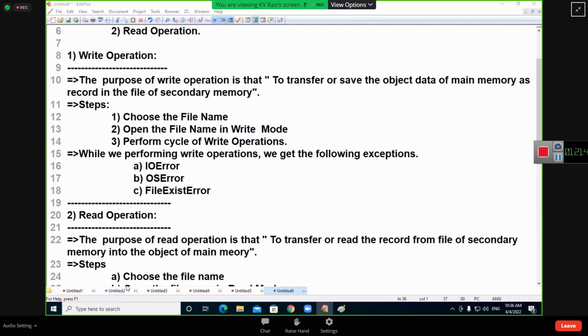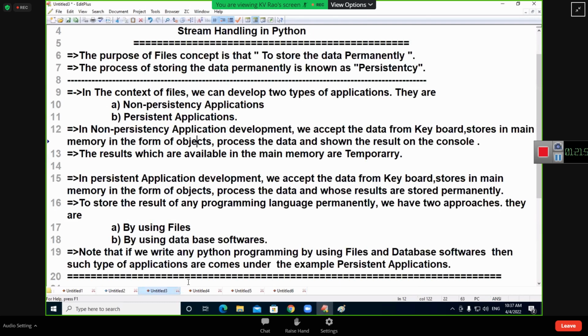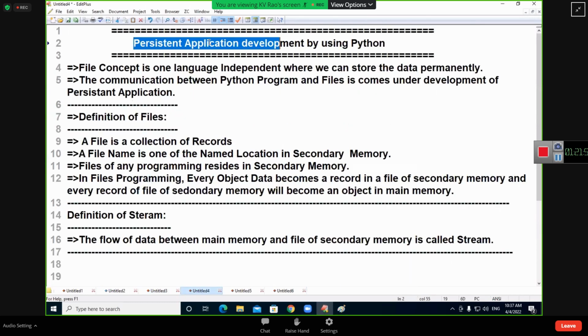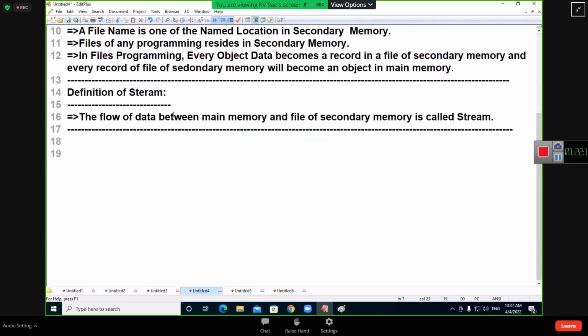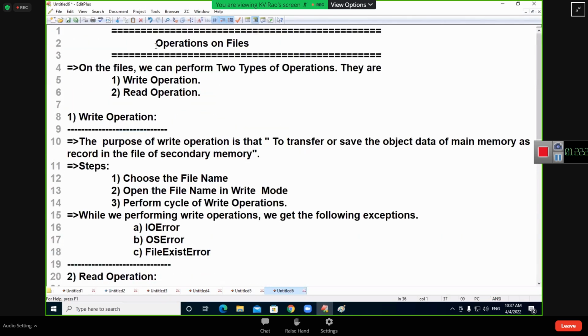So what did we cover? Importance of files, types of applications, and next I said persistent applications by using files in Python. Next one, persistent application development by using database in Python. This is files in Python. The definition of file also I said, definition of stream also. Later after that, this is operations on files.